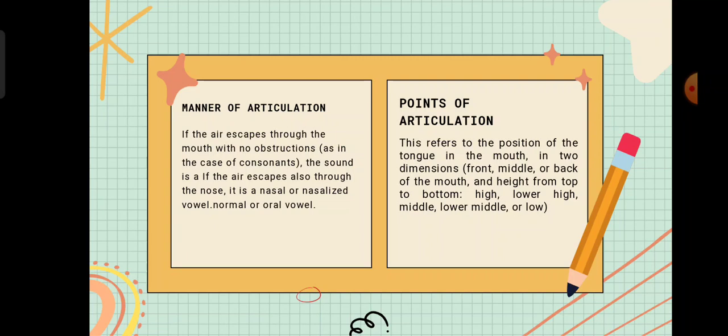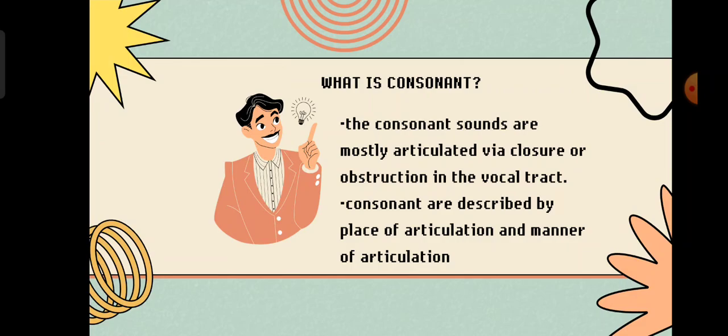Next is the point of articulation. This refers to the position of the tongue in the mouth in two dimensions: front, middle, or back of the mouth, and the height, from top to bottom: high, middle, lower middle, or low. This is the part of articulation.